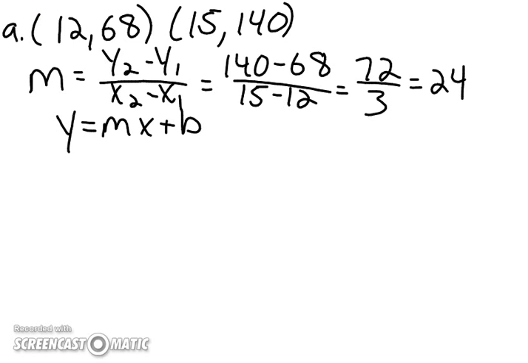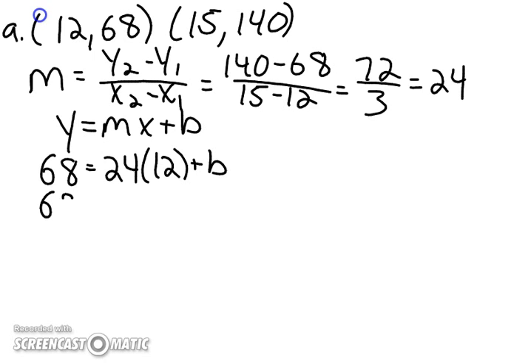In this case, we can pick either point that we were using before. I'm going to use (12, 68) since those numbers are a little bit smaller. So 68 equals 24. We're replacing the m with 24. We replace the y with 68 and x with 12, times 12 plus b. 68 equals 288 plus b. 288 is 24 times 12.